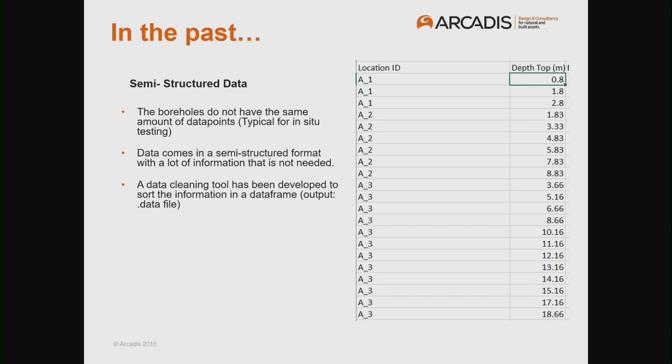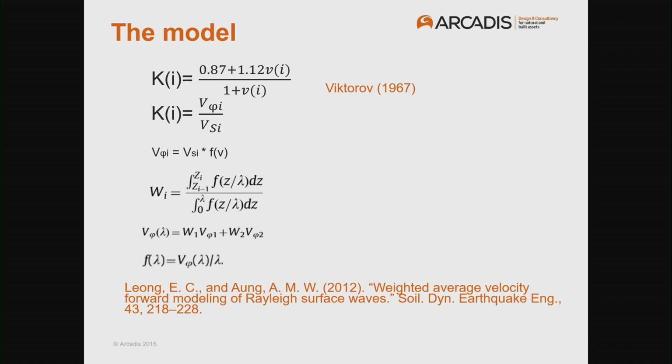And on top of that, a criterion has been implemented. So after I describe the main model, I will tell you part 2 of the story. So we're using the Lyon and Aung, if I pronounce it correctly, model, which takes the equation from Viktorov to calculate the Rayleigh wave velocity using the Poisson's ratio equation, and then it adds a weighted factor on top of that.